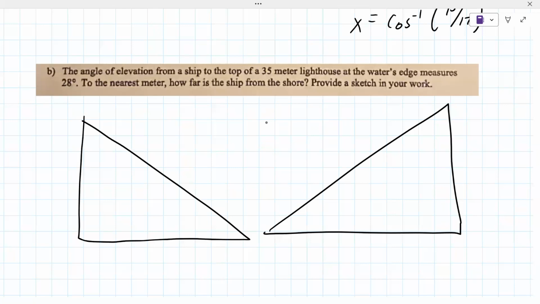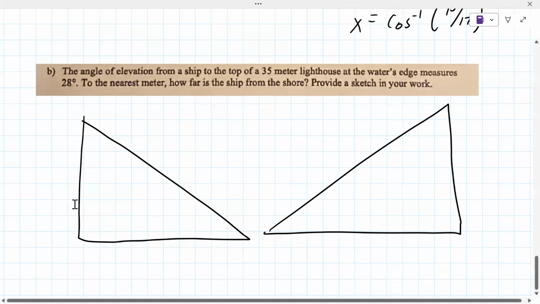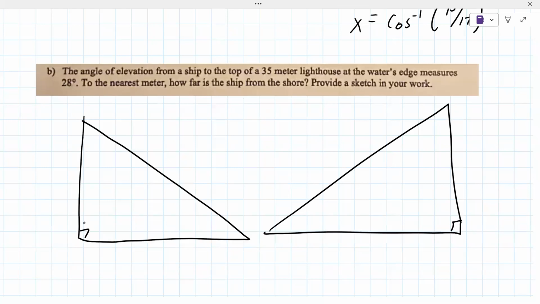I know the angle that I'm looking from and I know what the opposite is. I'm trying to figure out how far the ship is from the shore. Basically, I'm getting you to decide, you can put the letters here. You can call it angle A, B, and C, little a, little b, little c. You're just trying to label what's given. So I'm looking just from the ship to the shore, not actually the top of the ship, or top of the lighthouse.